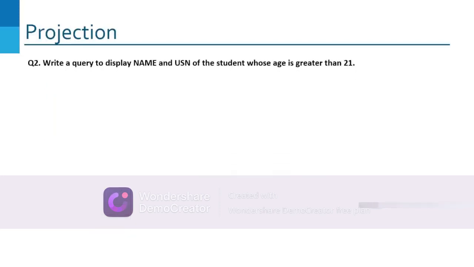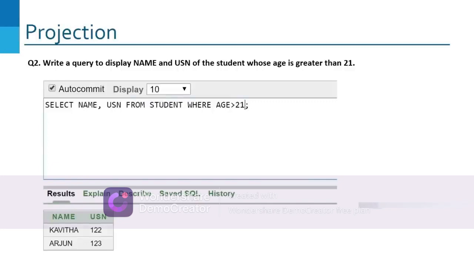Write a query to display name and USN of the student whose age is greater than 21. Now I want to display the name and USN of students whose age is greater than 21. So I have a condition. There we will use this kind of query: select name, USN, because these are the only two things I want to show. I don't want to show age, but the age of that particular student should be greater than 21. That is what I want, and this is what it is showing.